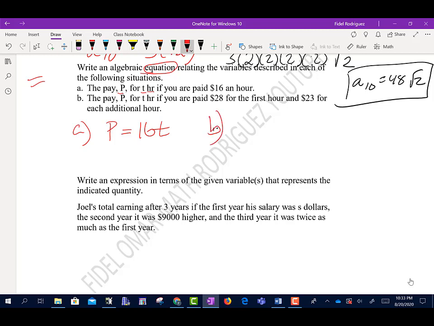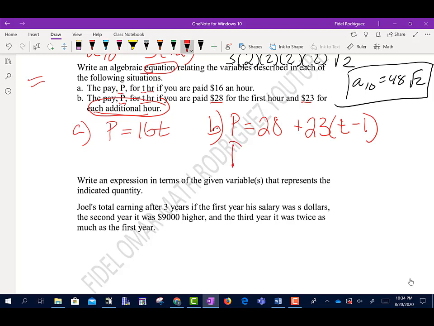Okay. Let's do part B. The pay P for T hours, if you're paid $28 for the first hour, and then $23 for each additional hour. Okay, so let's do it this way. The first hour I work, I'm going to get $28. And then they're going to give me $23 for every hour I work after that. Because it's going to be after the first hour, I'm going to have to subtract 1, because that'll be after my first hour.